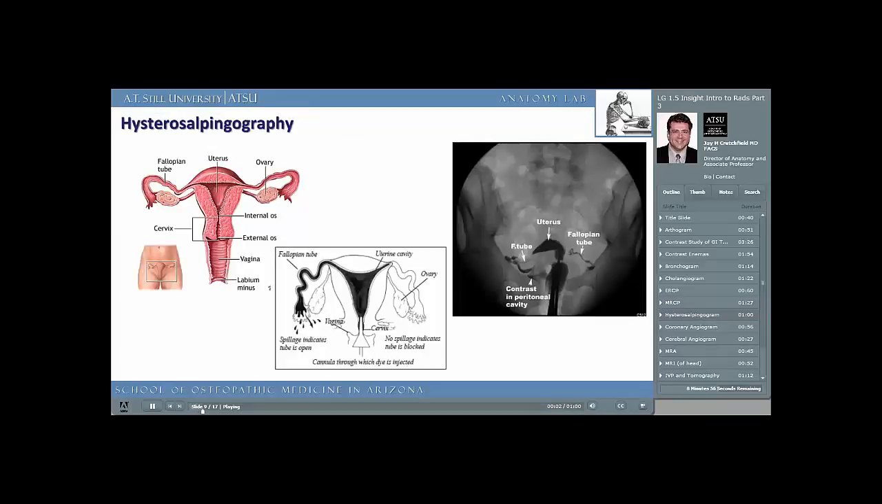A hysterosalpingogram is an invasive gynecological test to assess for causes of infertility. In these images, we see a hysterosalpingogram. Once we understand the anatomy of the cervix, the endometrium of the uterus, and whether the fallopian tubes are patent, open, we can infer causes of a patient's infertility.